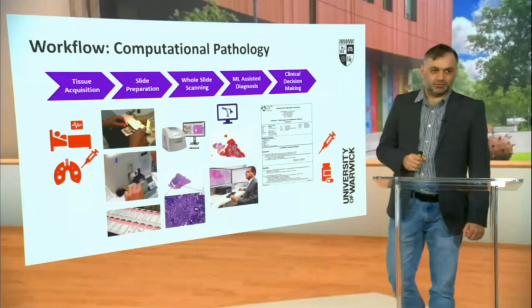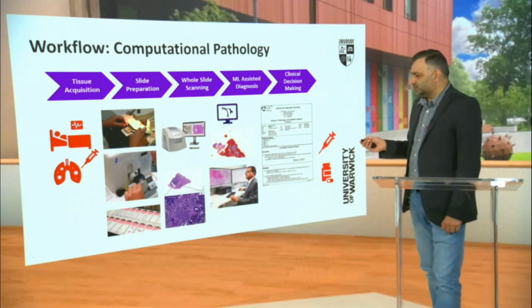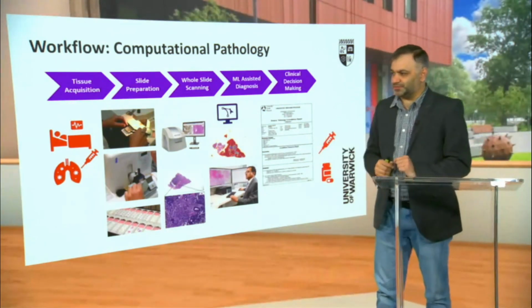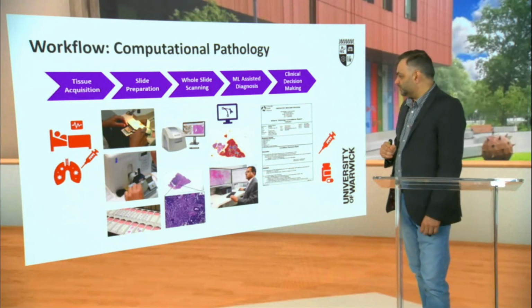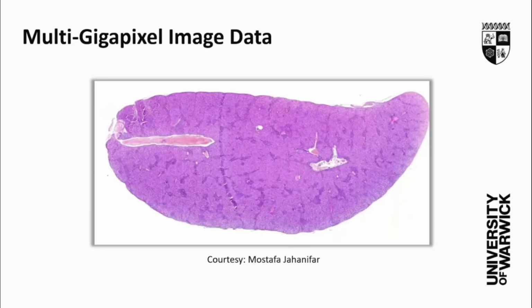In a computational pathology workflow, and that's what this module is about, we add something called machine learning assisted diagnosis. So we take these large whole slide images and analyze them with the help of advanced computational algorithms, advanced AI, deep learning algorithms, and then provide some statistics and data to the pathologist, who combines these statistics along with the visualization of these tissue specimens, and generates a pathology report, which is then sent to the oncologist, who will then suggest the treatment.